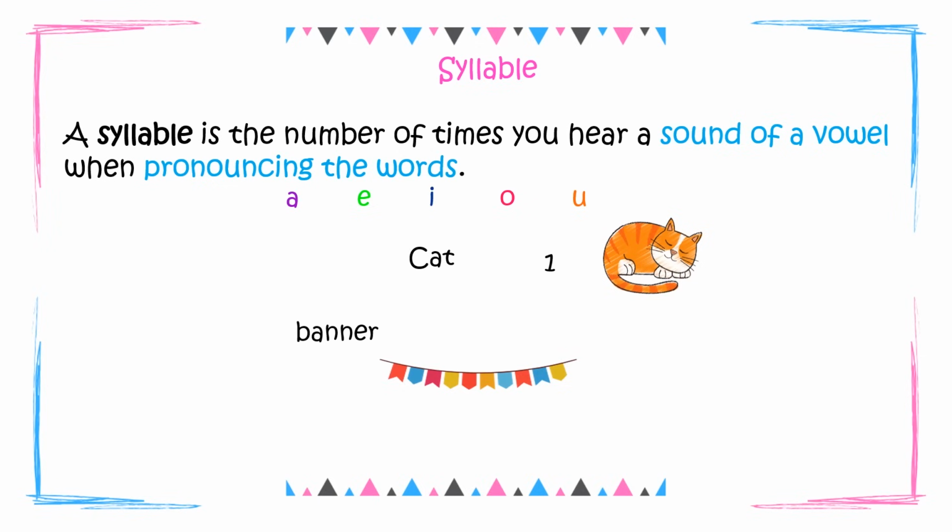Now, the word banner. When we say the word banner, we hear two syllables. What are they? We hear ban, ner, banner. So the word banner is made up of two syllables. One more. Apple. The word apple has two syllables. What are they? Apple. Apple. Now you know what syllables are.